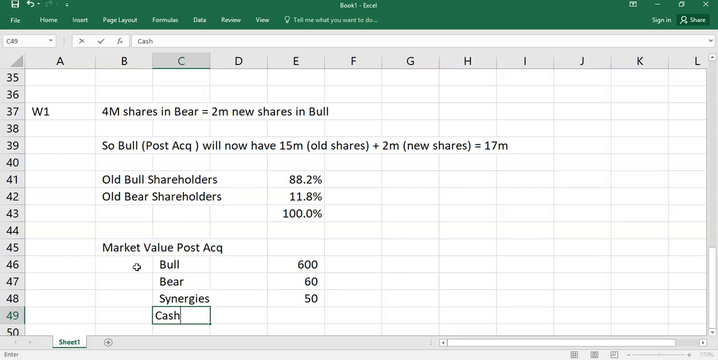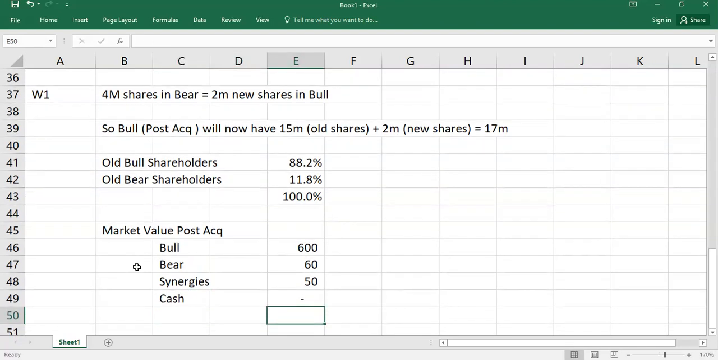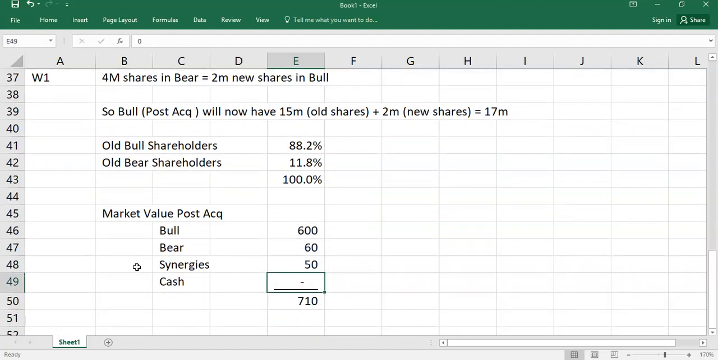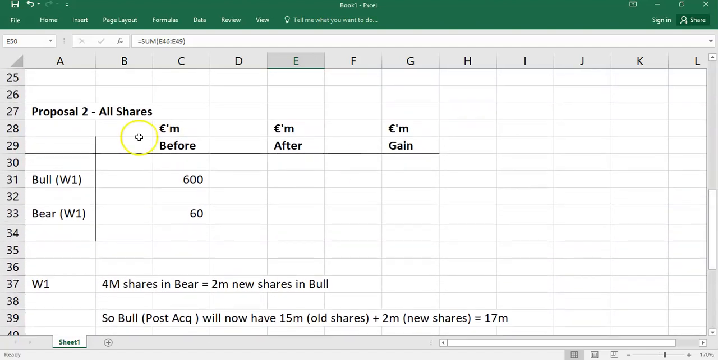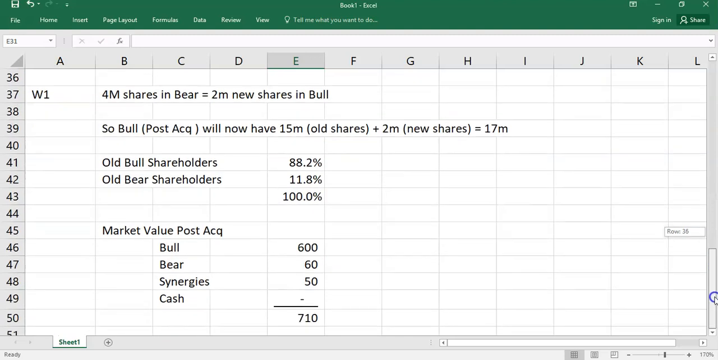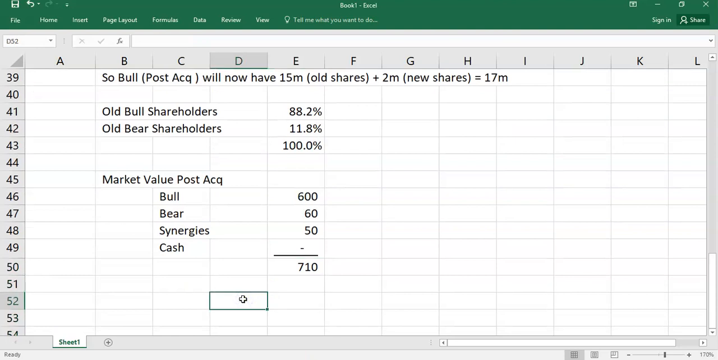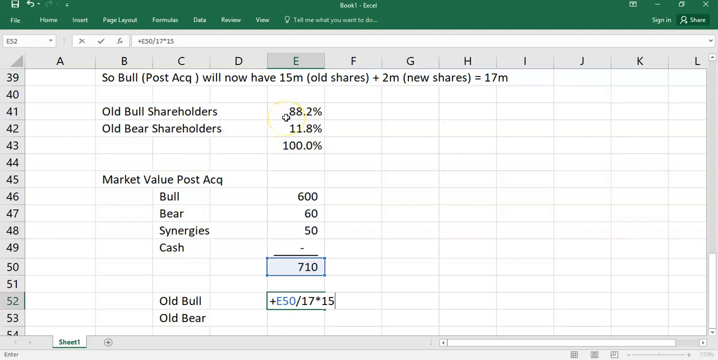The cash paid by the acquiring company now is nil. So actually the market value post-acquisition is higher than previously was. It's now 710. But it's not correct to say bull now is worth 710 because this must be split 88-11. So that 710 is now split between, we call them the old bull shareholders and the old bear shareholders. So the old bull shareholders now, if you want to divide by 17 times 15 or multiply by 88%, you'll get the same answer, 626.5.